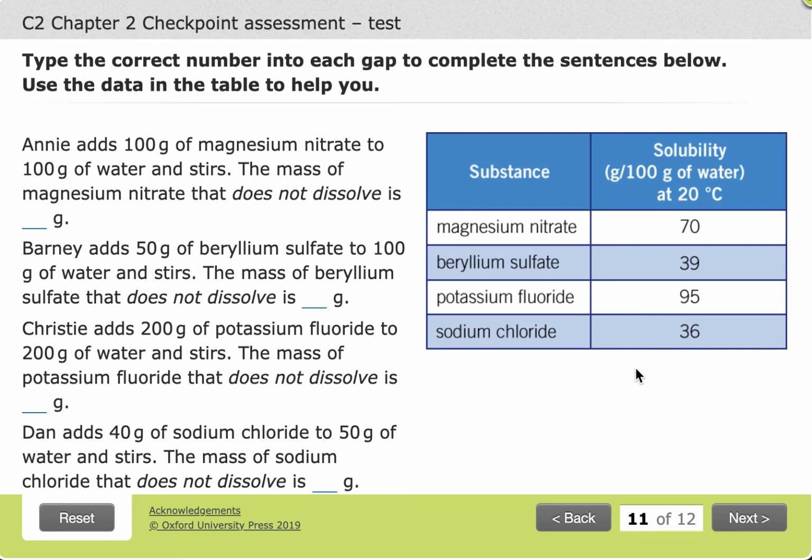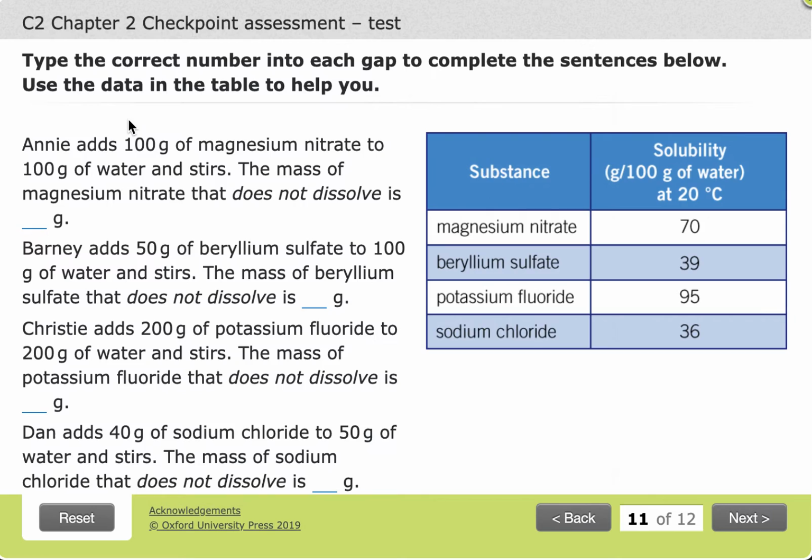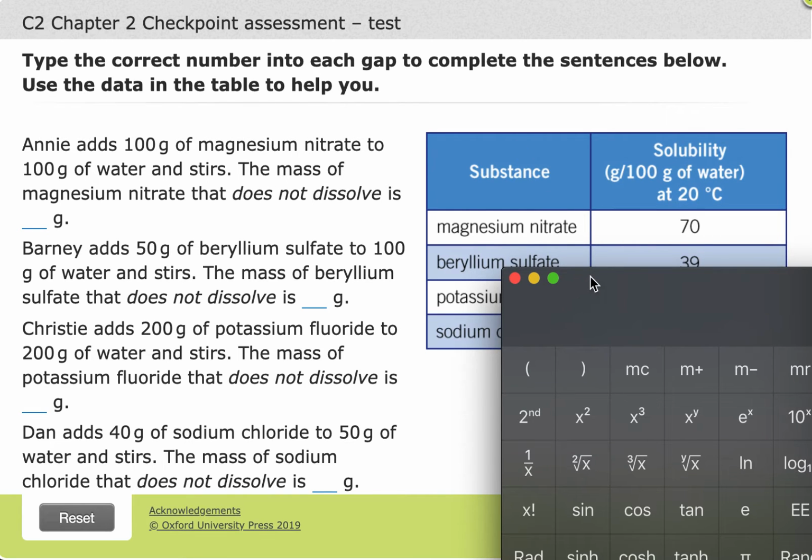Be very careful for this one, folks, because it is very easy to make calculation mistakes here. We're going to calculate the amount of mass which does not dissolve. So here we're dealing with saturated solutions. Let's take a look. First one's fairly simple. I'll get my calculator up just to show you. Here we've got my calculator.